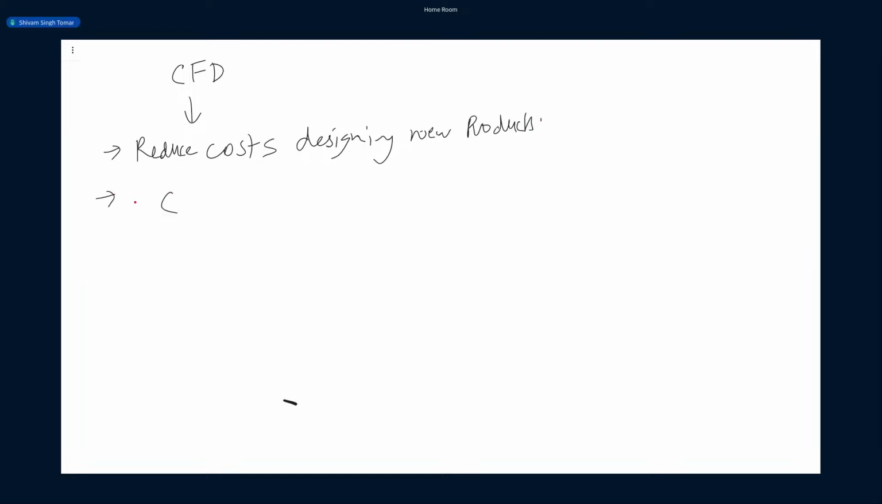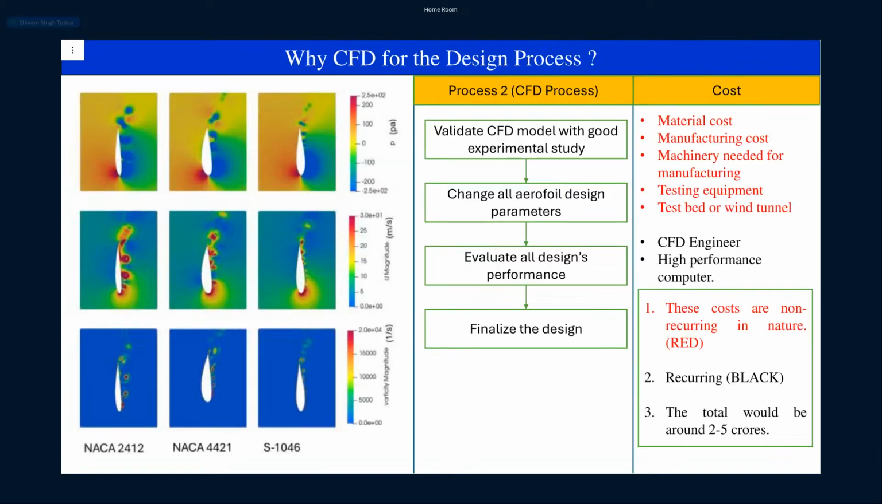So what do we do in CFD? Now we understood how we can make a code. Suppose our code is working, it is not blowing up. Now what is the next procedure? So here on the right side of the screen, Process 2 which I have written, CFD process. Here I have shown how a general CFD process works.